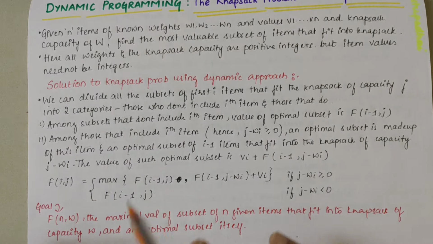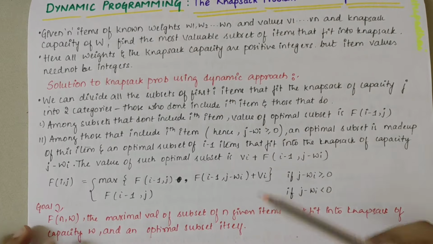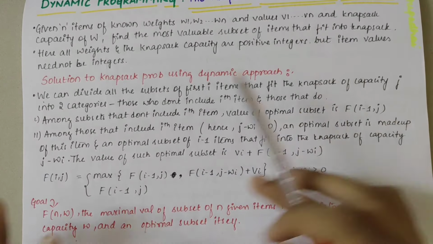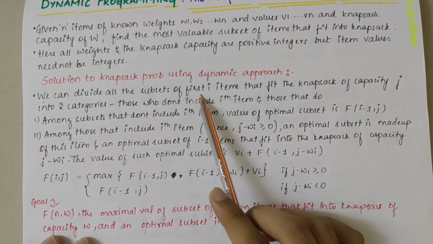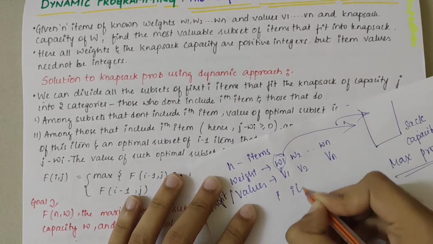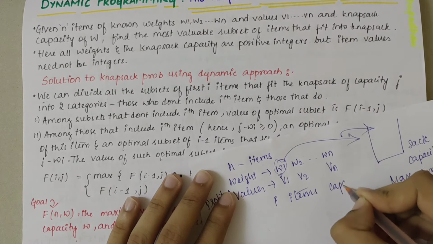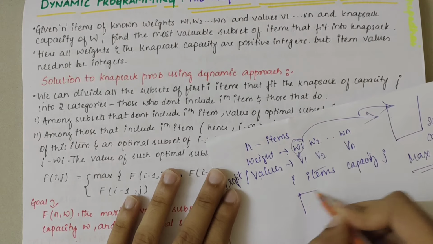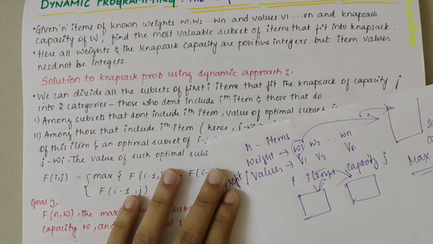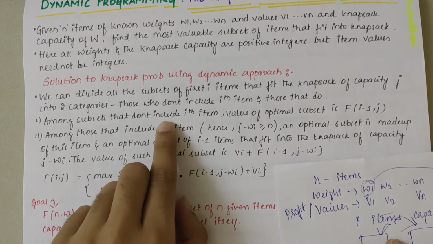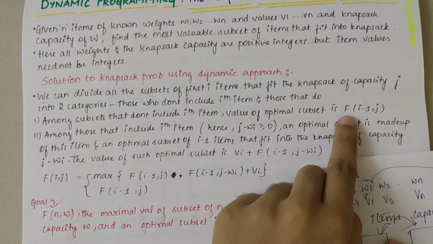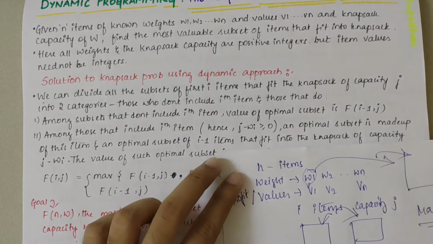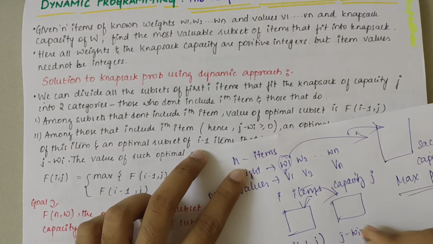We'll look into how to solve the knapsack problem using the dynamic approach. If you have watched my previous videos, we have learned how to solve the knapsack problem using the greedy approach. Here we'll be looking into the dynamic approach. Firstly, we can divide all the subsets of the first i items that fit into knapsack capacity j into two categories: the ones which include the ith item and the ones which do not. Among subsets that do not include the ith item, the value of the optimal subset is F of i minus 1 comma j. And among the ones that include the ith item, j minus wi should be greater than or equal to 0.